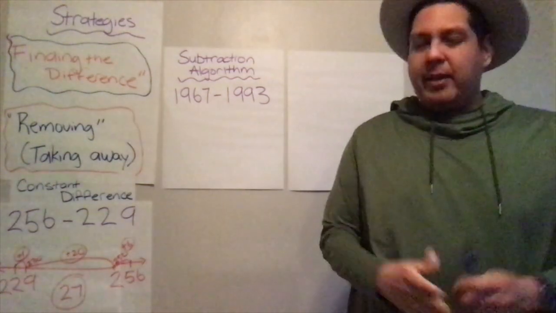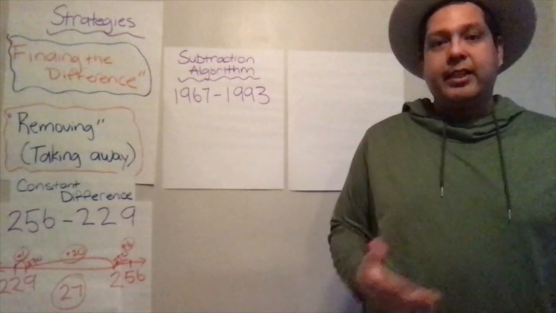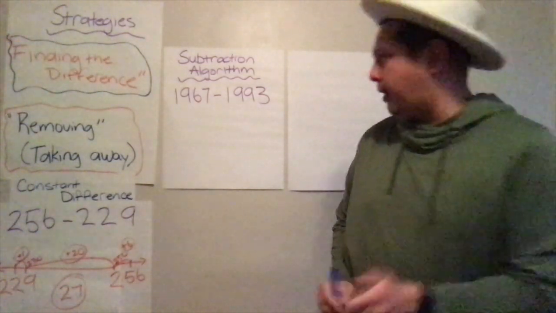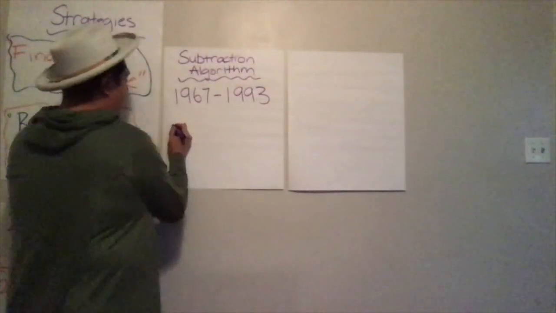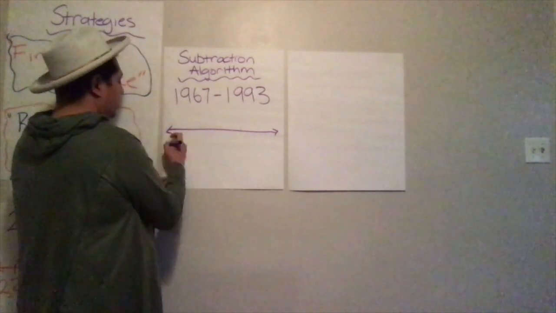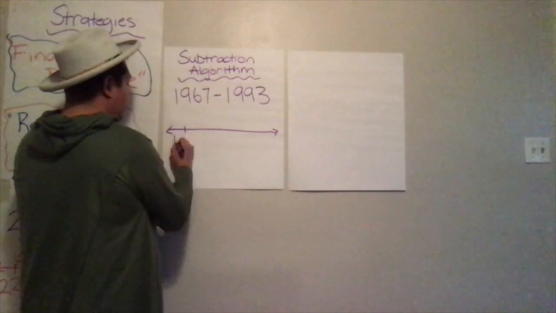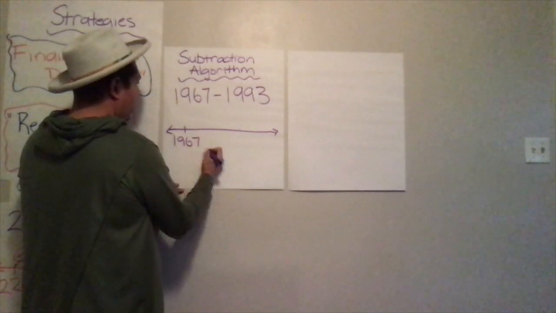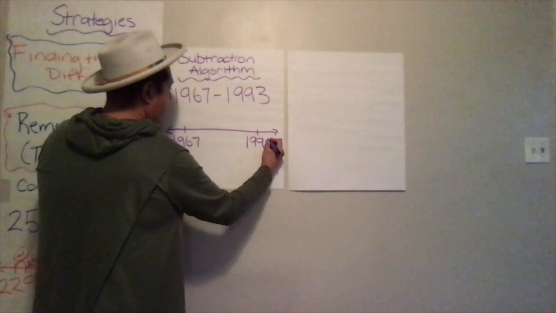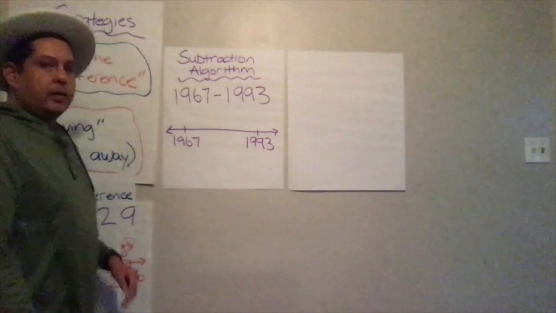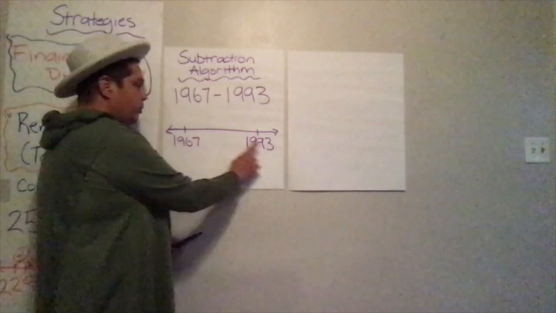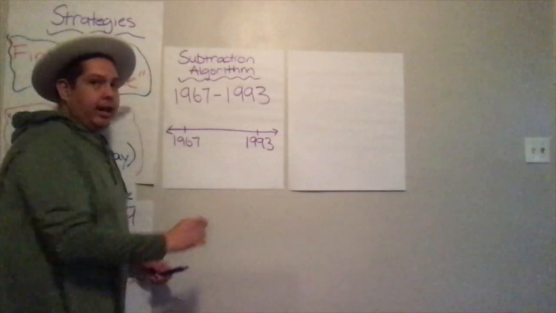Okay? So let's make it a little simple on us. Let's go ahead and use the finding the difference strategy. We're going to build a number line. Great. So let's go ahead and build a number line on our notebooks. We're going to build our number line so that the smallest number goes on the left-hand side. So I'm going to build 1967 there. And I'm going to put 1993 here. What I want you to do when I say go is find the difference between these two numbers by using this number line.